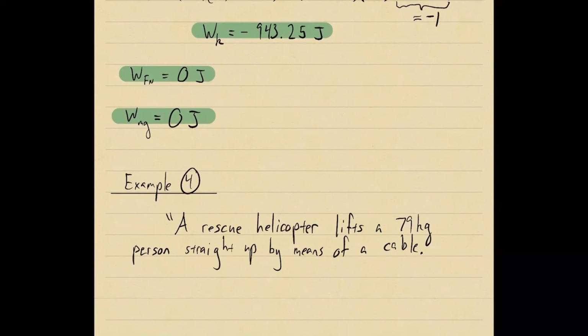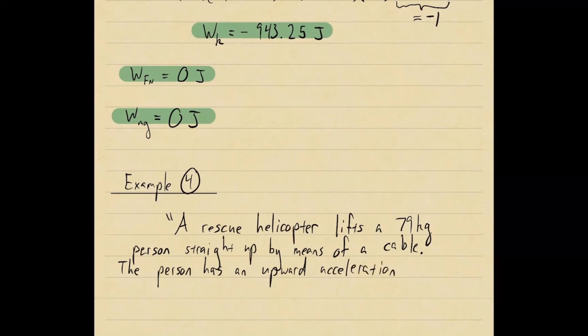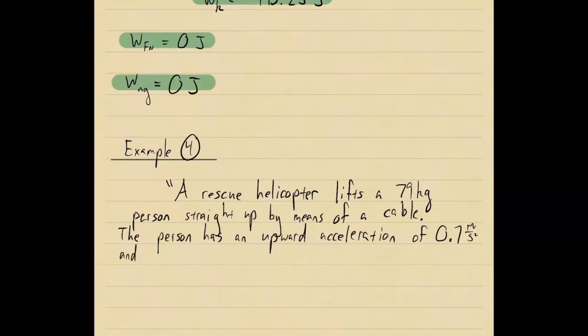So the problem goes on to say that the person has an upward acceleration of 0.7 meters per second squared, and is lifted from rest through a distance of 11 meters. So what is the tension in the cable?